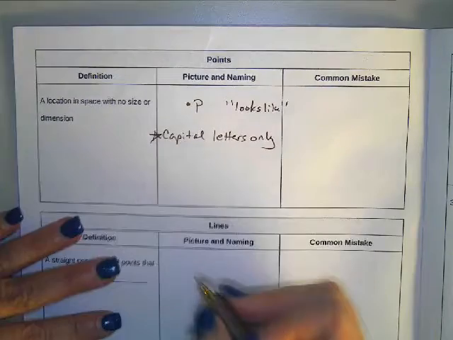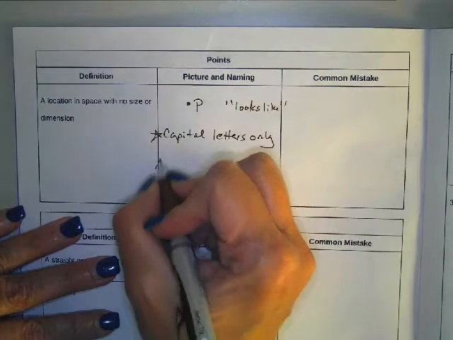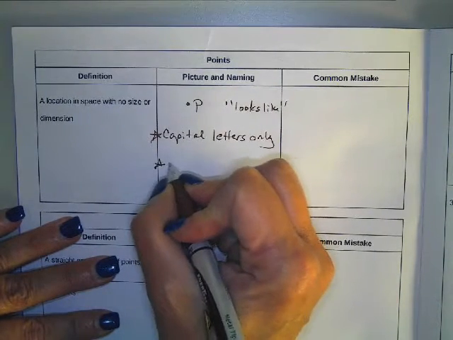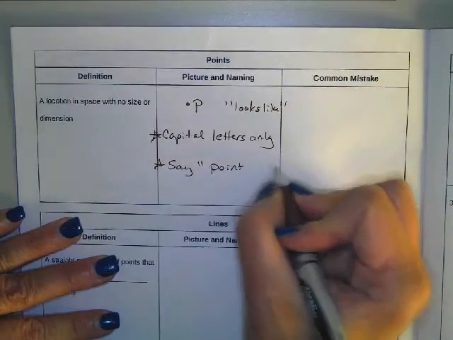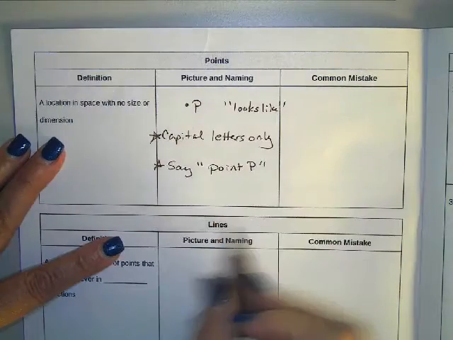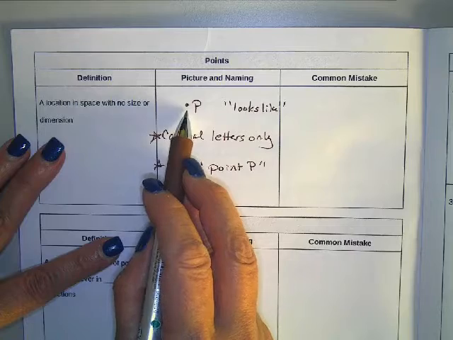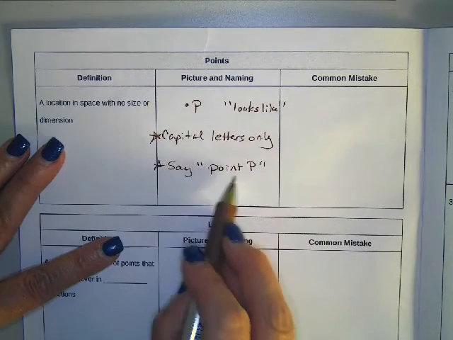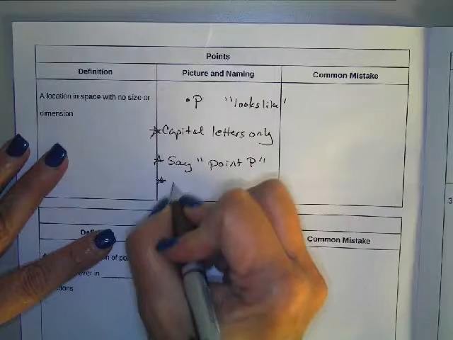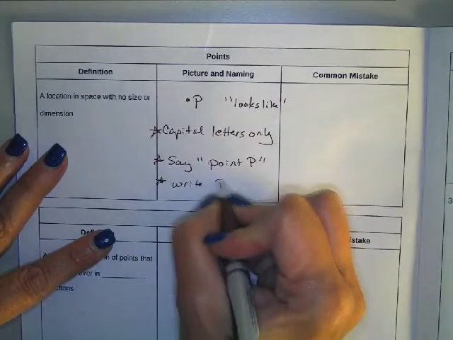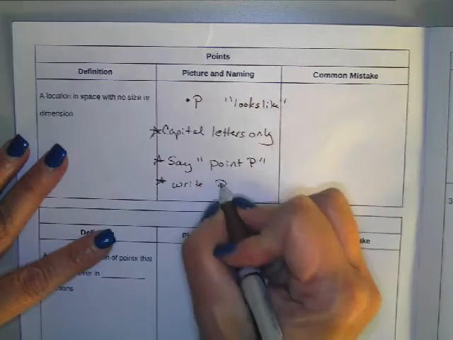And the other thing is when we speak the letter, the way we say it is you will say point P. So this symbol in geometry translates to the word point. When you write it, you just write P. Okay, so that's how we're going to do these.